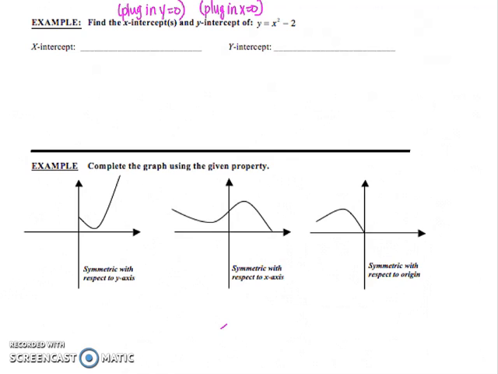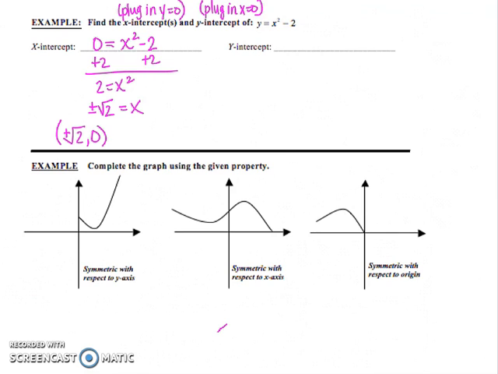So our x-intercept, when we plug in 0 for y, we get 0 equals x squared minus 2. So then we have to solve by getting x squared alone. And then in order to solve for x, we have to square root both sides. And whenever we square root, we get 2 answers. So our two x-intercepts are positive and negative square root of 2. If we wanted to write those as ordered pairs, it would be positive square root of 2, 0, and negative square root of 2, 0.